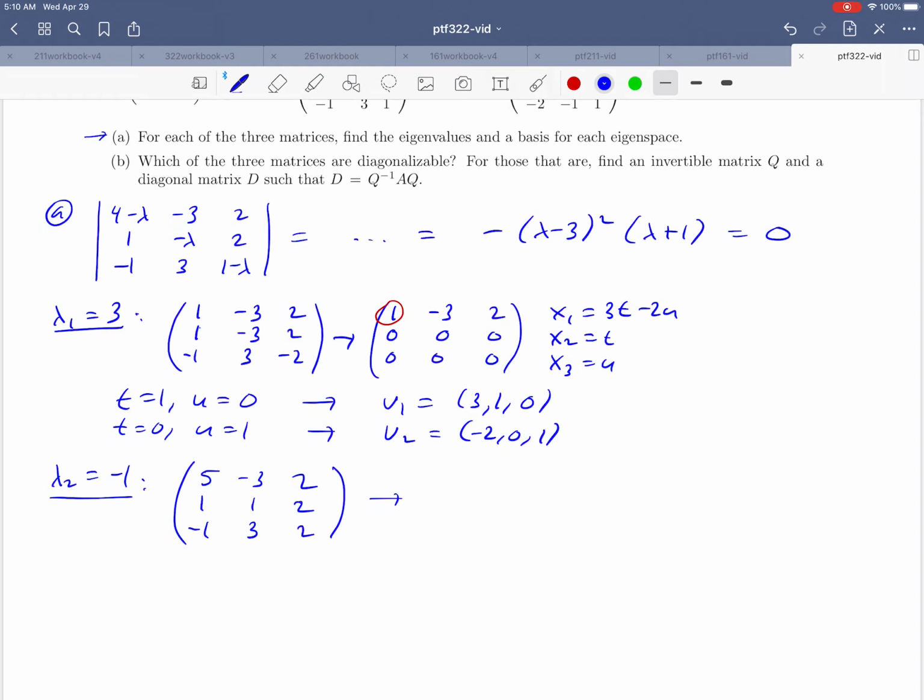I'm going to do a little bit of row switching here first. Maybe take that second row and move it up into the first position.